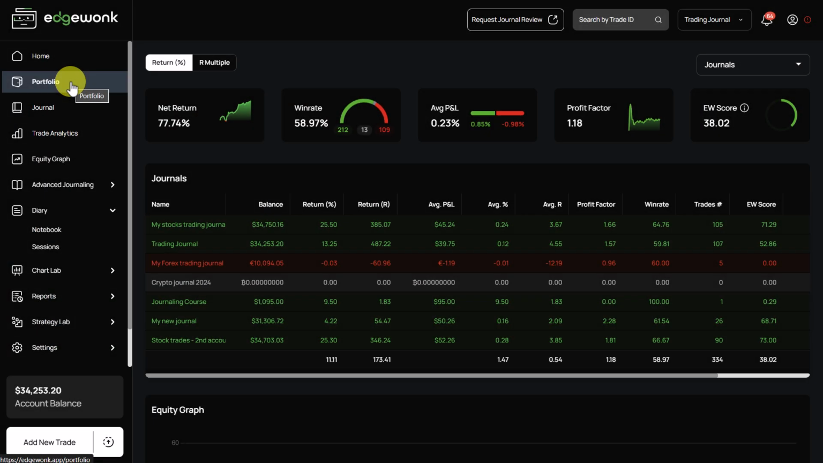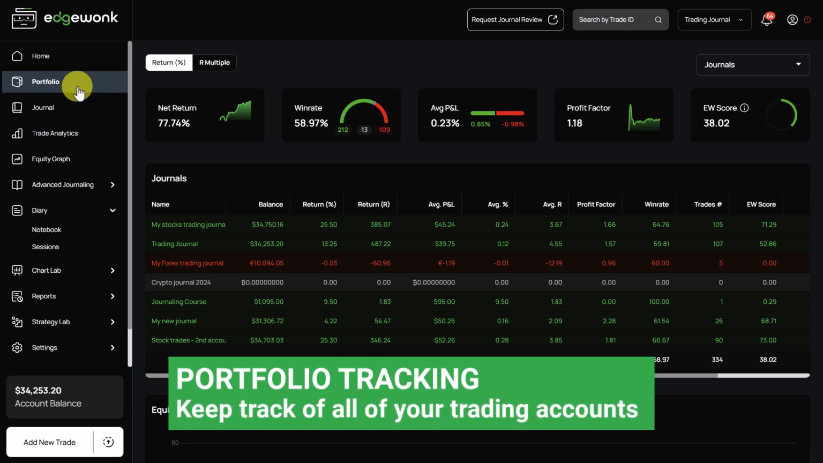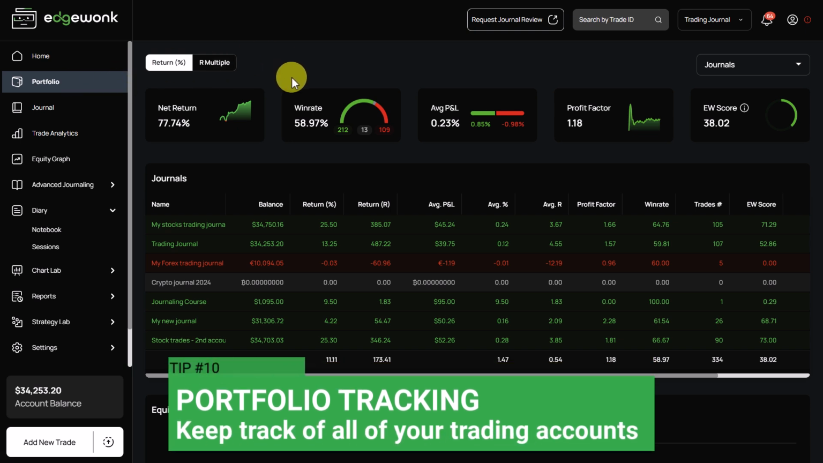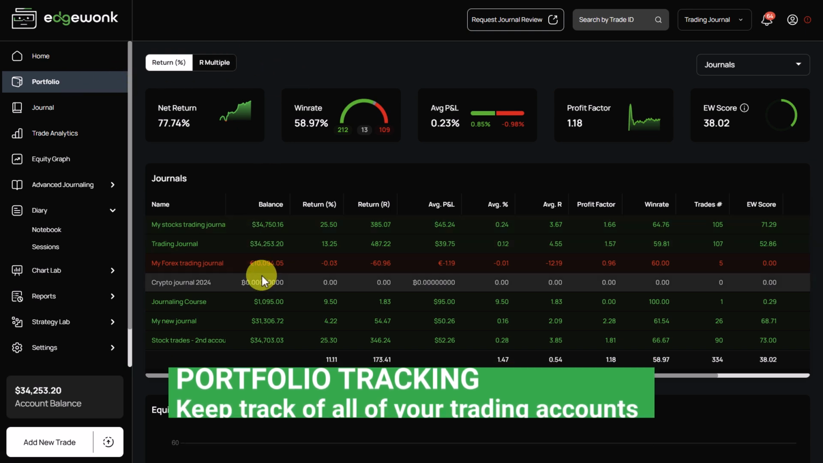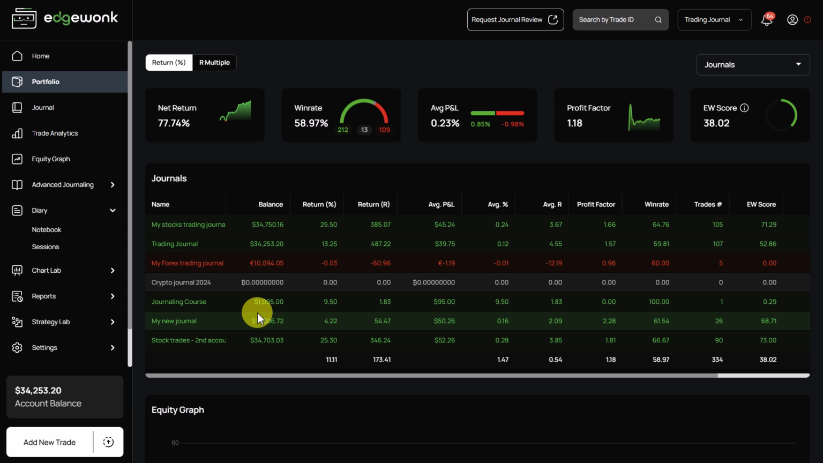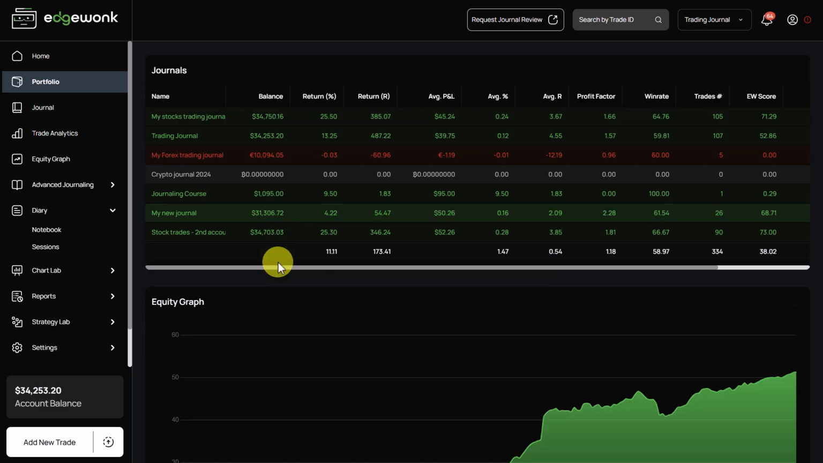If you're trading more than one trading account, our portfolio is a very helpful feature because it lists all of your created trading journals. And in your Edgewonk trading account, you can track multiple trading journals simultaneously. And in the portfolio, you then get a summary over all of your created trading journals. At the top, you have a breakdown of important key metrics. Here is a table with all the trading journals that you have created in Edgewonk.